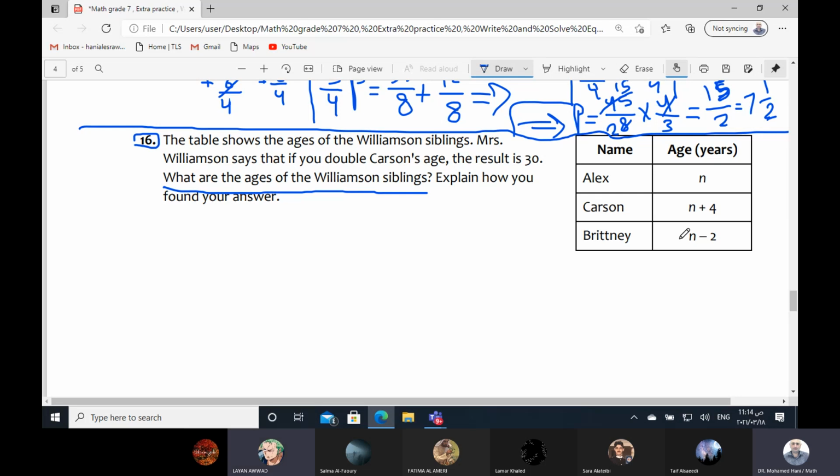The answer will be written 2n plus 4 equals 30. 2n plus 4 equals 30 maybe. Yes, Mr. Ahmed Layan. The same answer, the same equation. Yes, Mr. Because we're gonna multiply by 2, so we're gonna multiply n by 2, and then plus 4 equals 30. Okay.